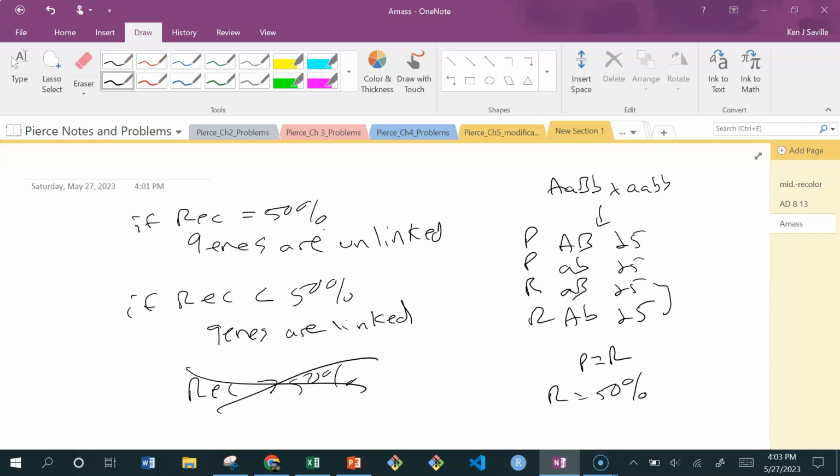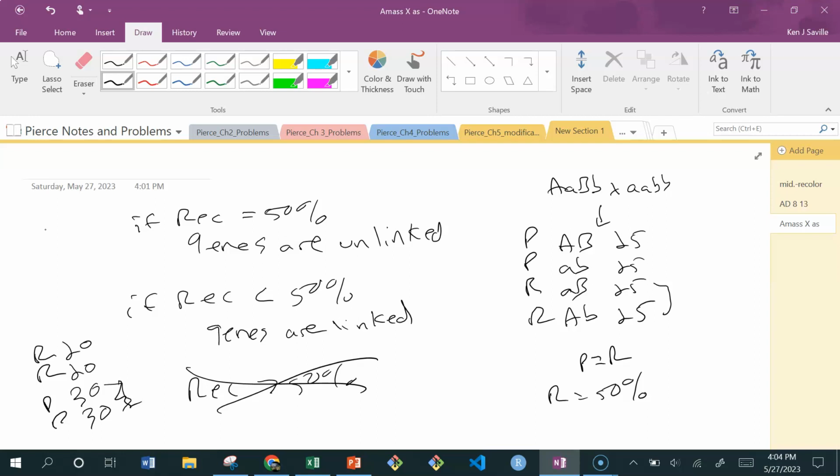Like, if you saw some numbers, let's say you saw 20, 20, 30, and 30, and you wanted to call these the recombinants and say that the recombinants are 60%. You can't, because by definition, the ones that are the most are the parentals. So always the ones that are the most are going to be the parentals, and the recombinants have to be the ones that are the least. In that case, the recombination percent would be 40%. So if the recombinant equals 50%, they're unlinked. If it's less than 50%, they're linked.